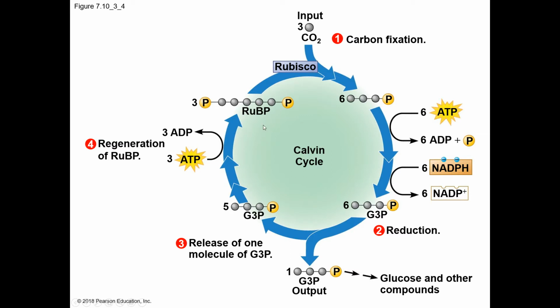So every time you want to release one G3P, you have to do this 6 times. You have to basically take in 6 of these CO2. When you take them in, you release one G3P. Every time you want to make a glucose, you have to take in 6 CO2. If you want to make a G3P, you take in 3 CO2.